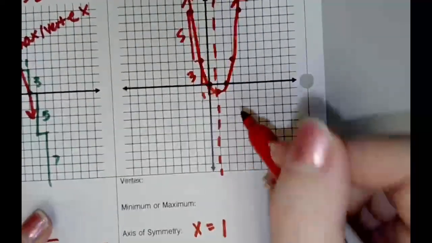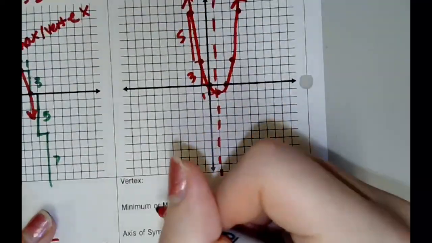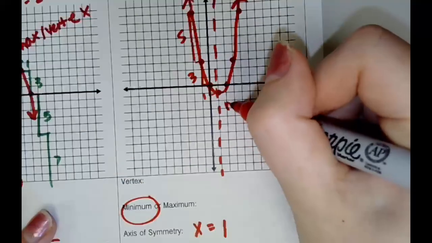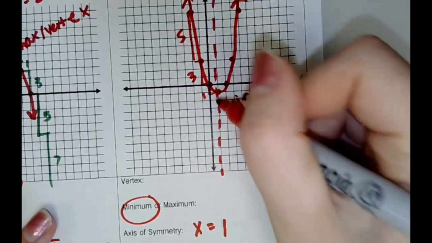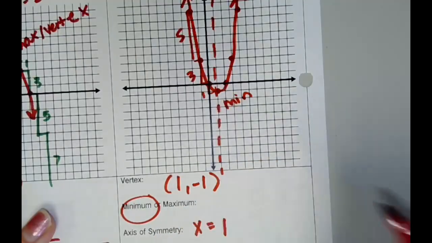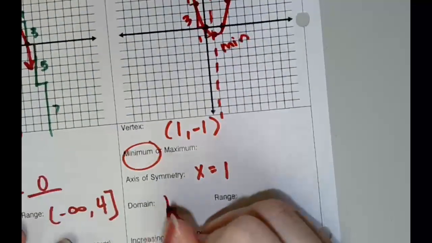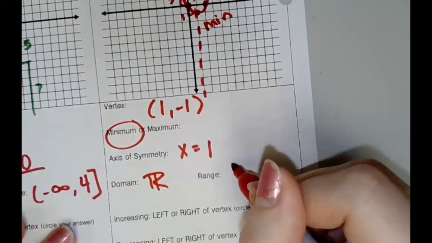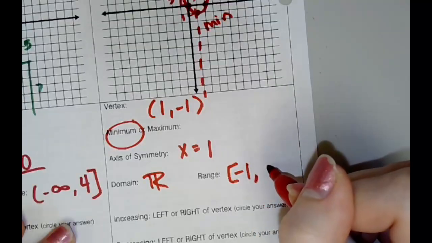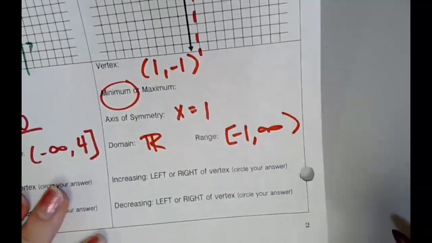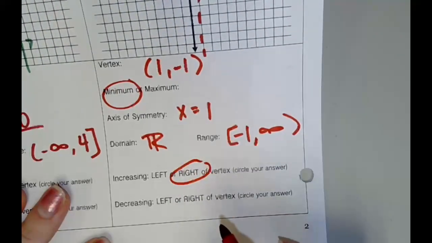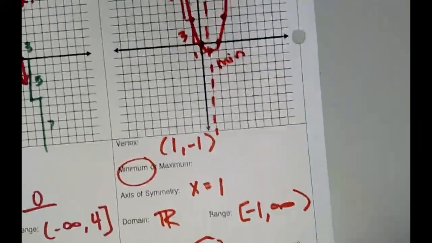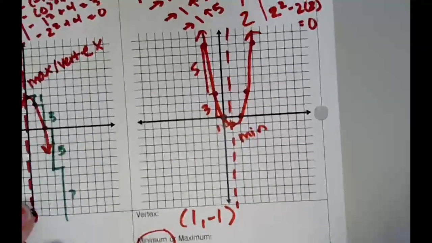So my vertex is a coordinate. It's located right here at my minimum, my lowest point right here. And that coordinate seems to be located at 1, -1. Domain, all real numbers. Range, down to up: -1 for the y value, up forever, positive infinity. Real quick, the right-hand side is increasing, the left-hand side is decreasing this time, if you look at that.